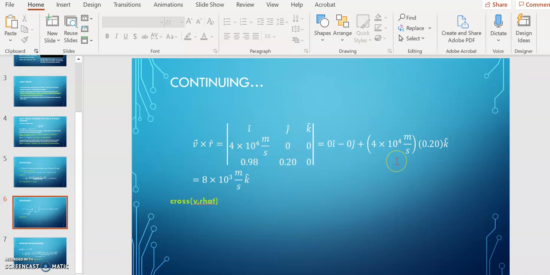Now, that's kind of tedious, as you can see, but in VPython, all you have to do is cross v comma r hat, and you're done. You're in and out. So that's nice.